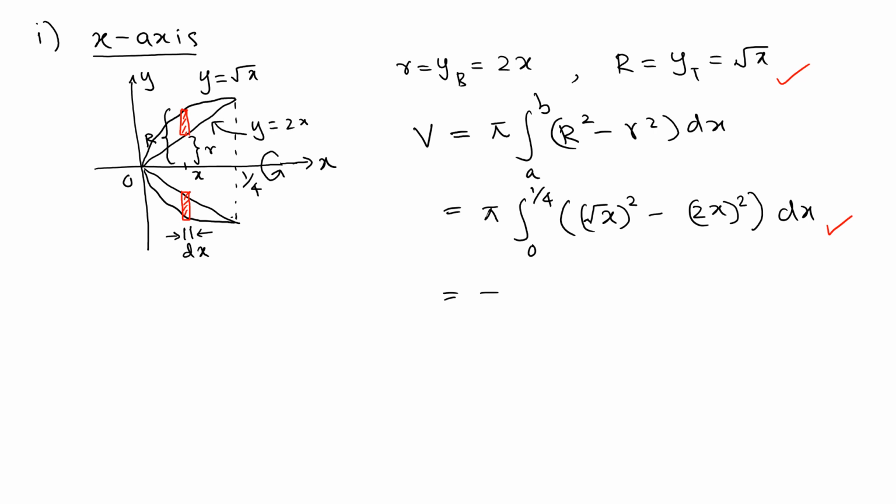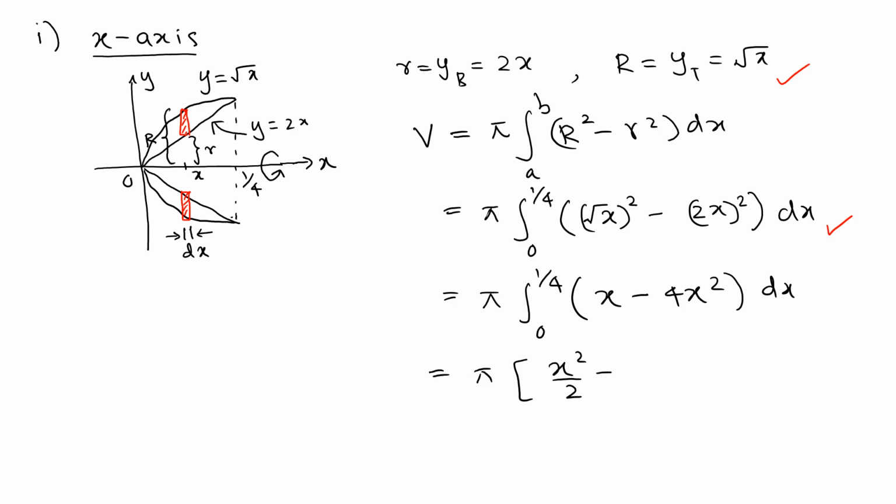Okay, so pi, what are you going to do? It is 0 to 1/4, and then you can see you square. When you square, you get x here, and here you get 4x squared, dx. You can see this is a very easy integral. You can very easily integrate this one. So that means it is pi times, if you integrate, you get x squared over 2 minus 4/3 x cubed. And then we're going to plug in 1/4 and 0.